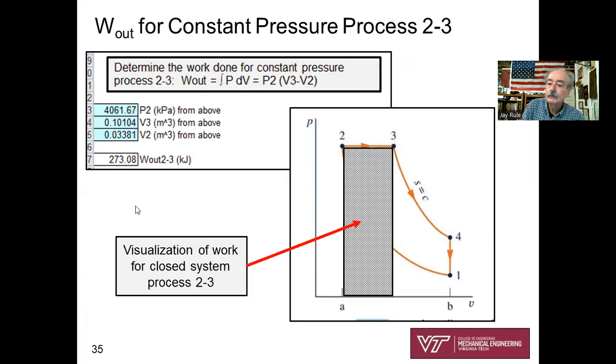Work out from 2 to 3 is easy: the integral of PdV, where P is constant. Plug and chug just like before, and work out is 273.08. It's a numerically different number because we have a numerically different V3. There's the visualization.